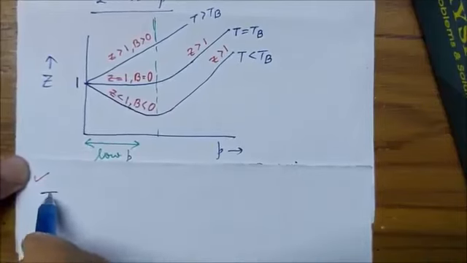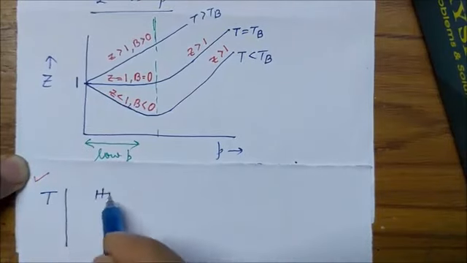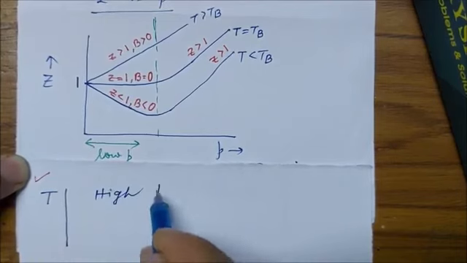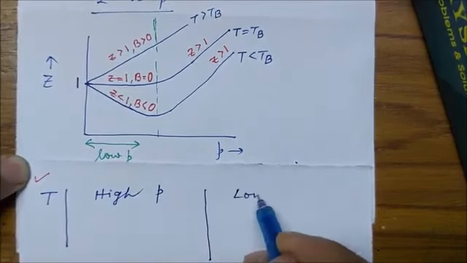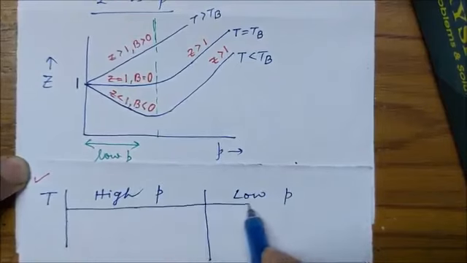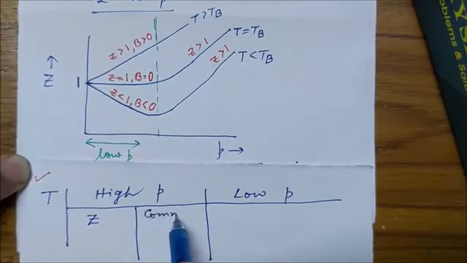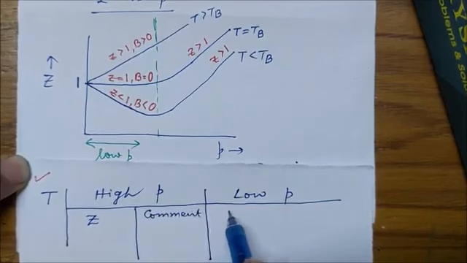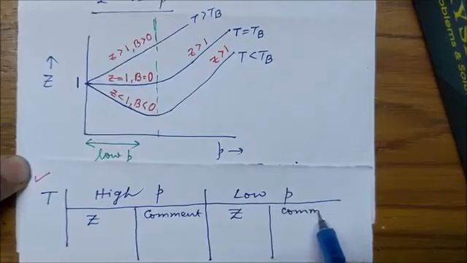Let us write T value here, then high pressure case and low pressure case, Z value, and we'll comment on the result.